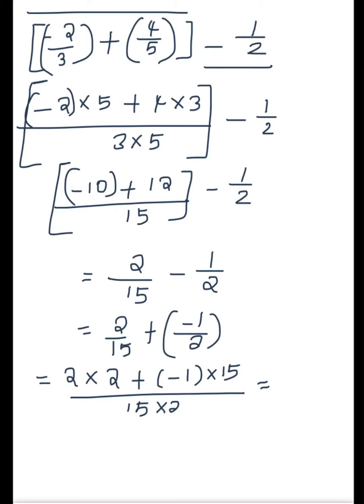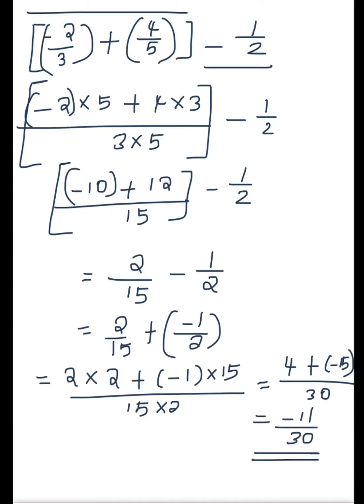That means what? 2 into 2 is 4. 4 plus what is 15 into minus 1? It's minus 15. Divided by 15 into 2 is 30. What is 4 plus minus 15? It's minus 11. So minus 11 by 30 will be the answer.